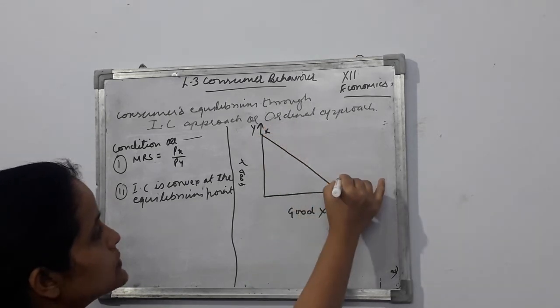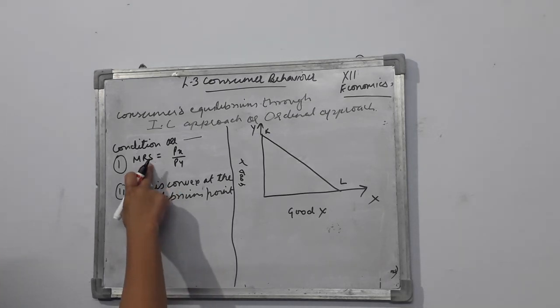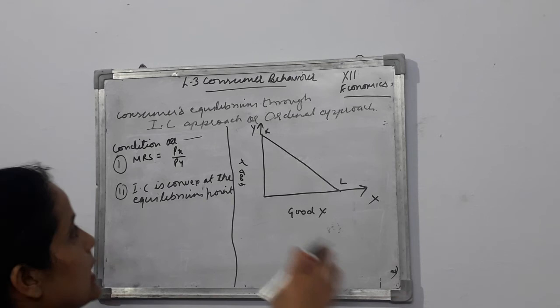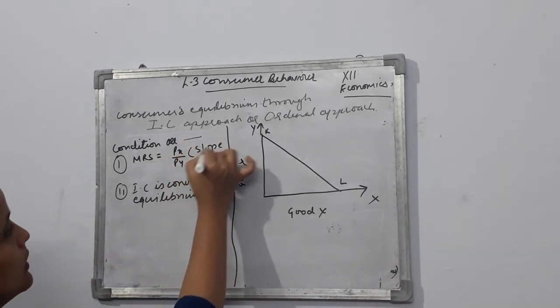K and L. I am using K and L because it is already given in your book. Now the condition says that the MRS. What is MRS? MRS is the slope of budget line. And what is this? This is slope of budget line.